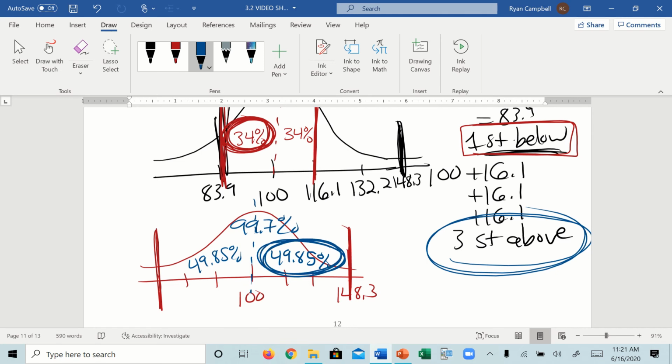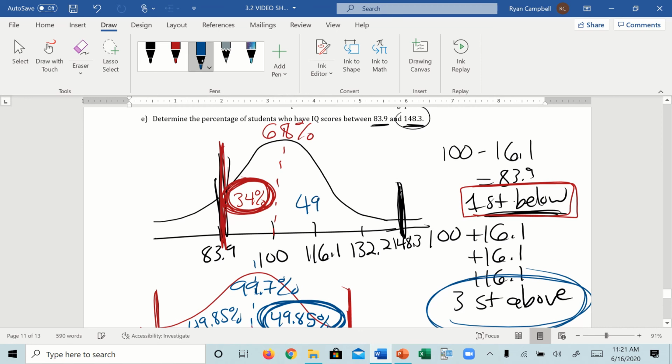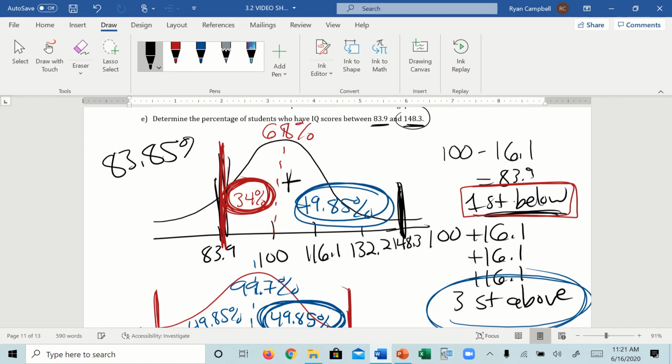So if we kind of put it together, you can see 1 standard deviation below is 34%. 3 standard deviations above is 49.85%. So if you add those two together, right, the total percentage is 83.85%.